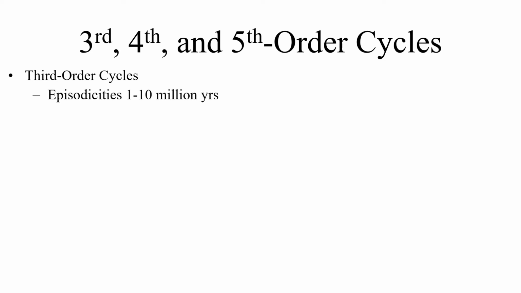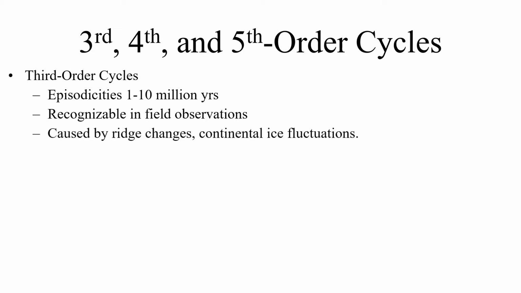And we do have other order cycles. We have third, fourth, and fifth order, among others. A third order cycle is going to have an episodic rate of 1 to 10 million years. You can see these in observations in the field. You can clearly see this in a single outcrop. These are going to be caused by continental ice fluctuations or ridge changes. So these are things that are going to be deposited on a much smaller scale.